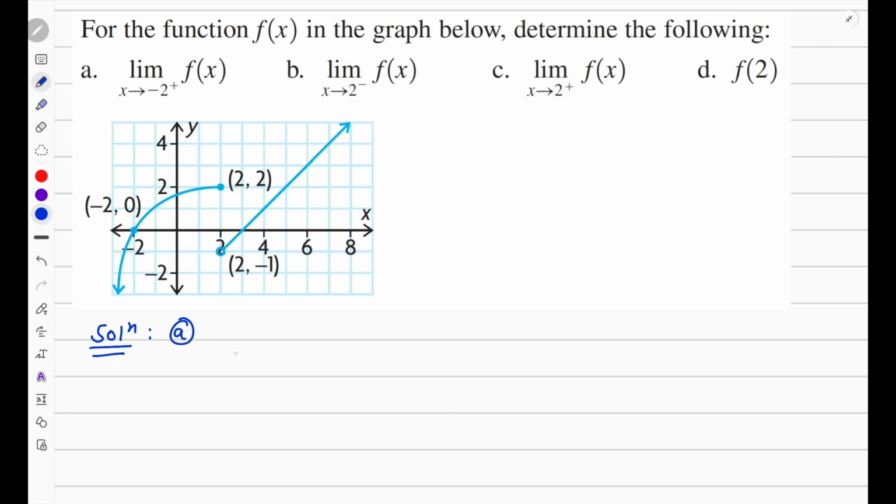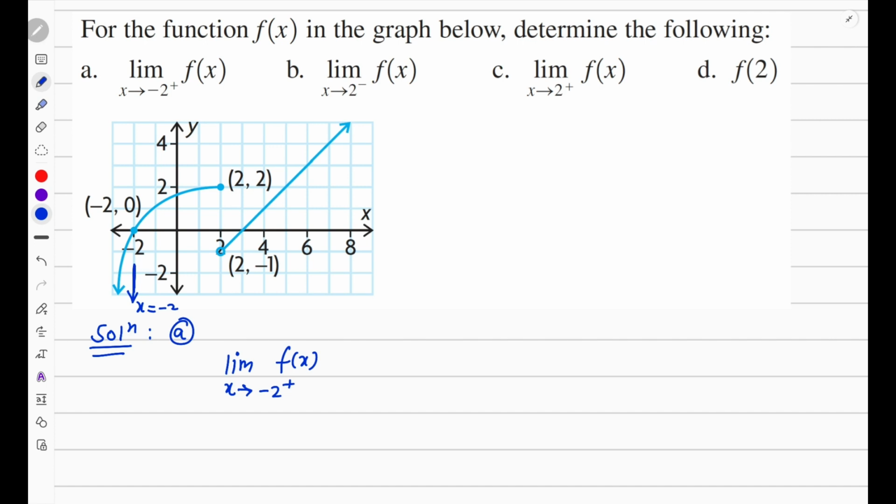In the a part, we have to go for x minus 2 positive. So here we have the point minus 2. This one is x equal to minus 2. And for x minus 2 positive means we are going slightly more, slightly more to the x positive.